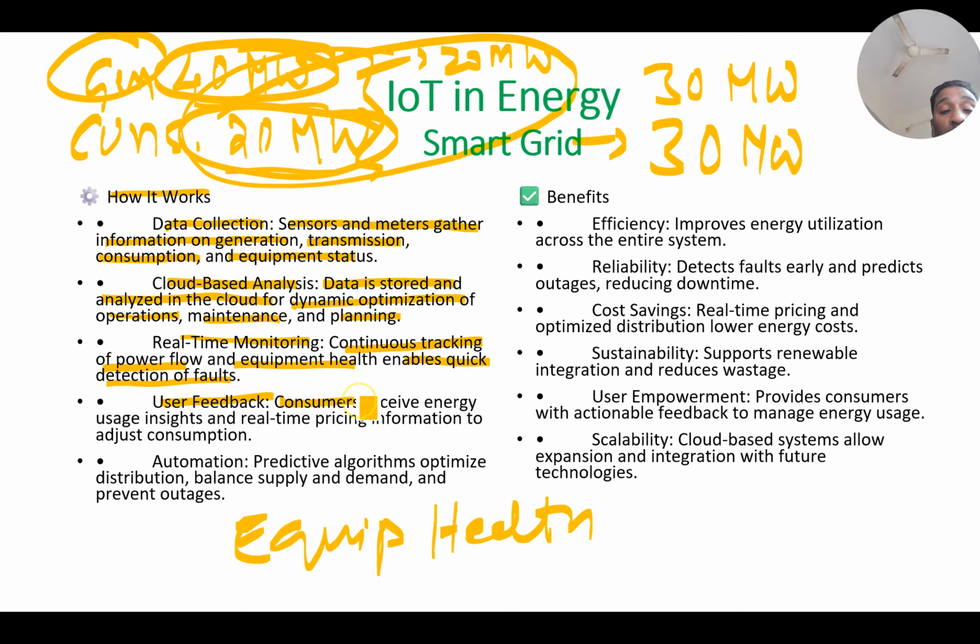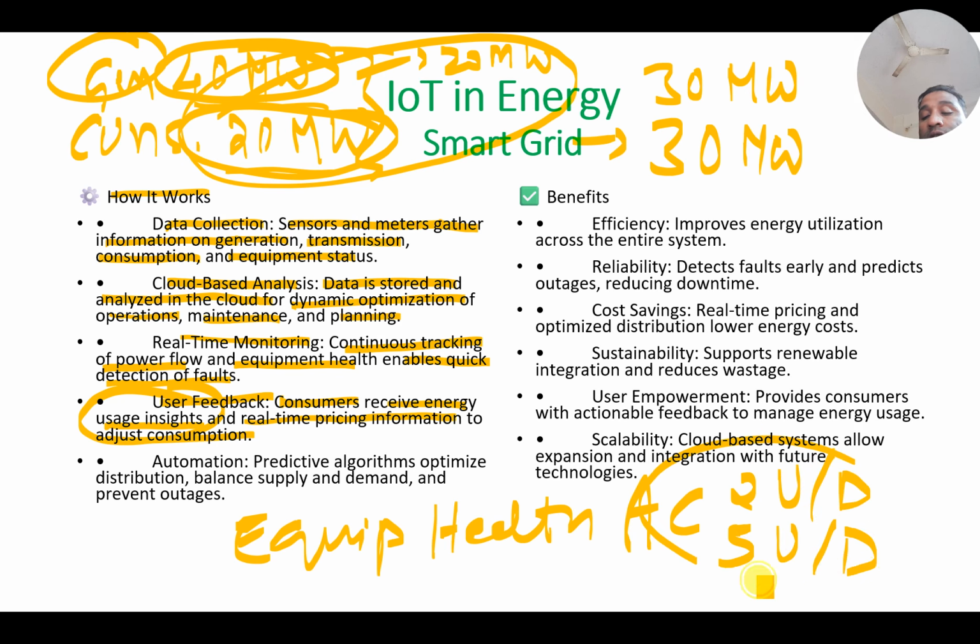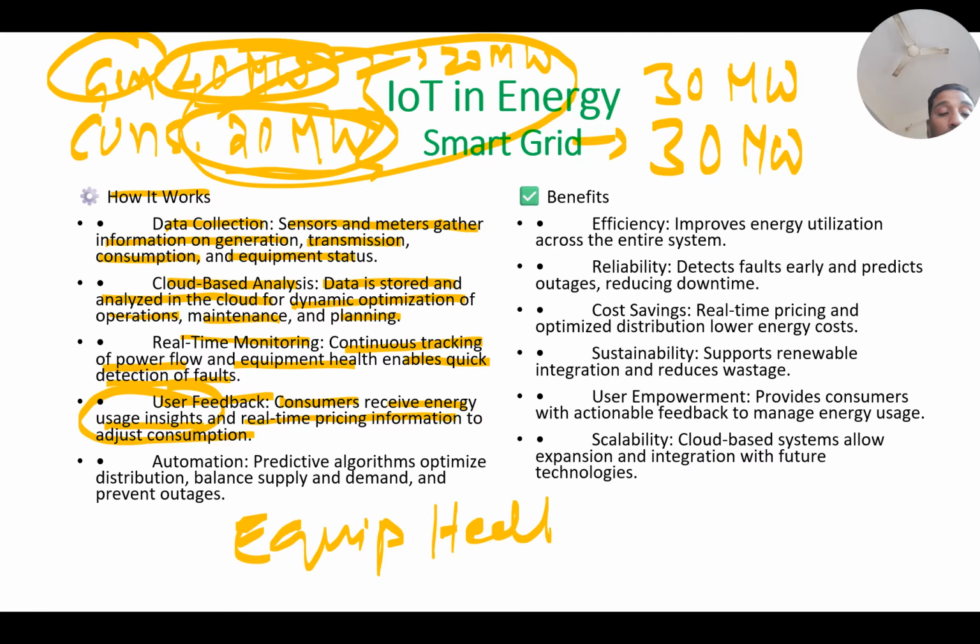User feedback. Consumers receive energy usage insights and real-time purchasing information to adjust the consumption. As I said, when we have insights in my home, which equipment is using how much amount of energy, how many units of energy it is consuming, if I have that information in real time, on a daily basis, then I can take the necessary measures. If my air conditioner, instead of consuming 2 units per day, starts consuming 5 units per day, then I will become alert. Then I will go for checking what is the problem with the air conditioner. So all these insights I will get.